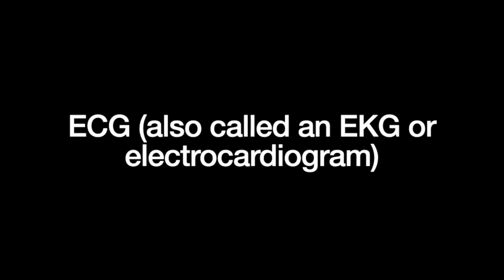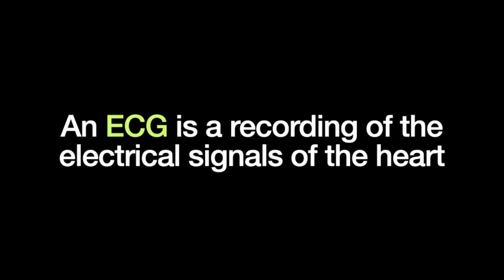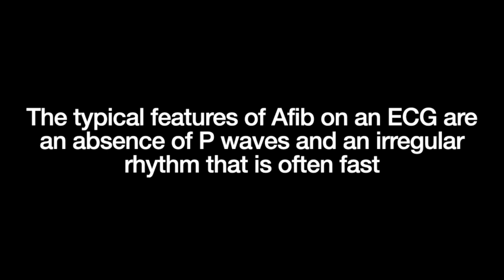The diagnosis of Afib is based on the history, physical examination, and most commonly an ECG, also called an EKG or electrocardiogram. An ECG is a recording of the electrical signals of the heart, and the typical features of Afib on an ECG are an absence of P waves and an irregular rhythm that is often fast.